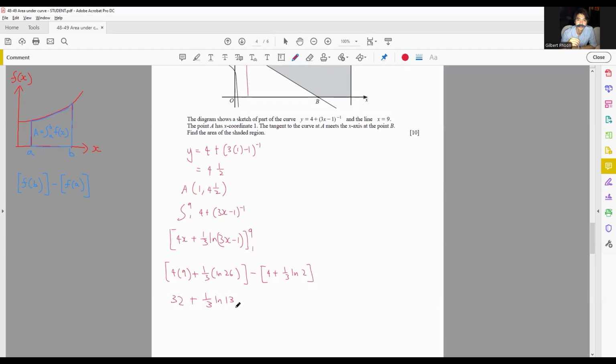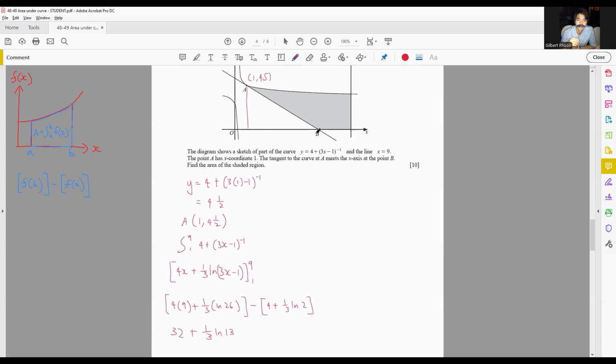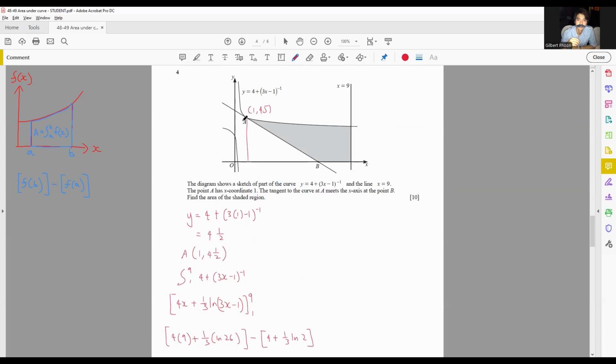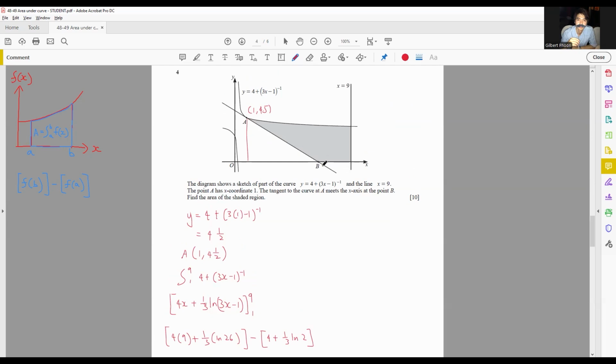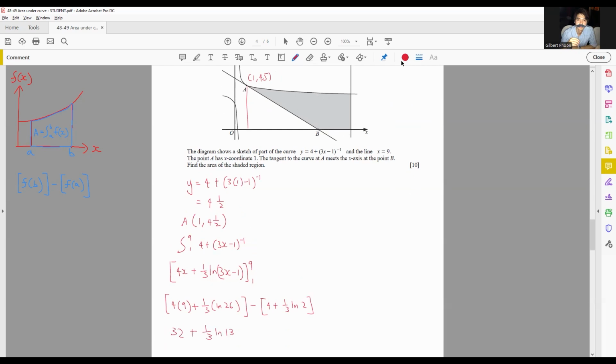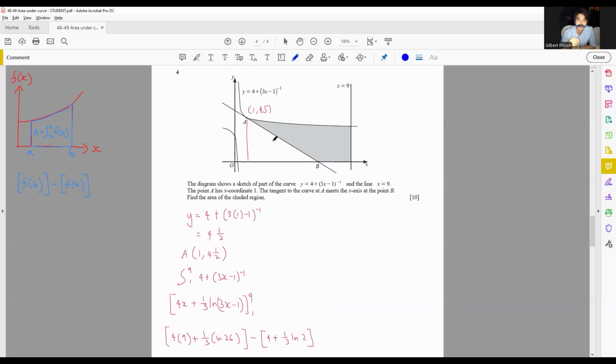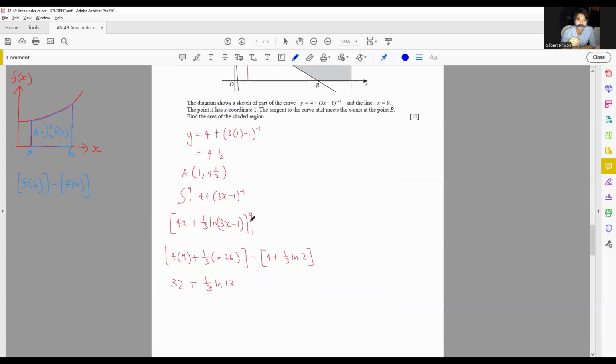The next thing we're going to need to find is the area of the triangle. Now, to find the area of the triangle, there are going to be a few extra steps. First of all, we know that the coordinates of A is 1 and 4.5. We need to find the coordinates of B. And in order to find the coordinates of B, we're going to need to have this straight line equation here. So in this question, you're actually going to need to differentiate this equation to find the gradient of this line. So let's differentiate this.